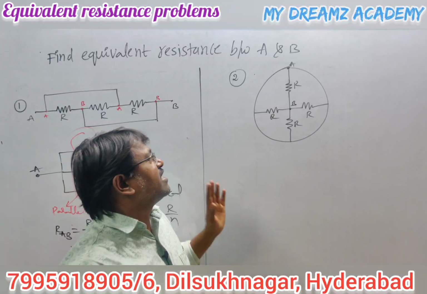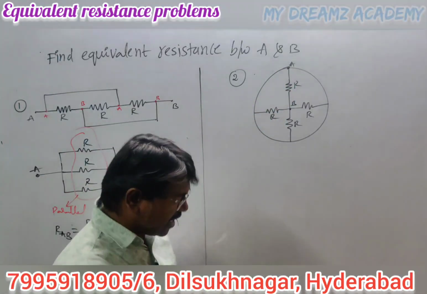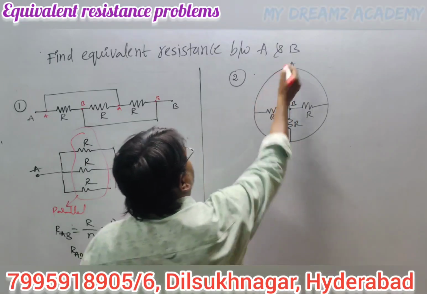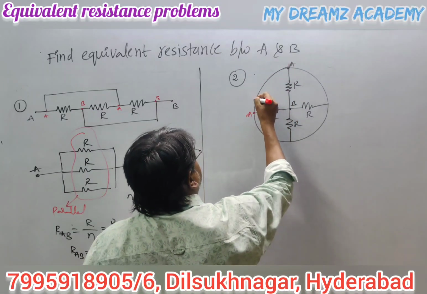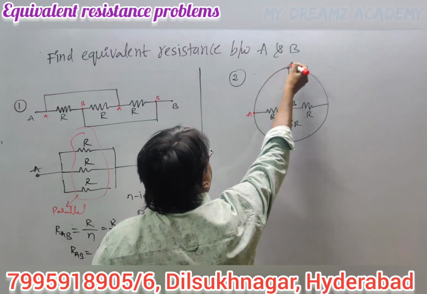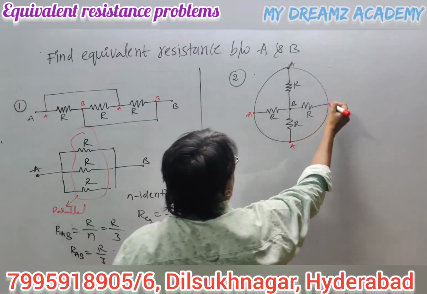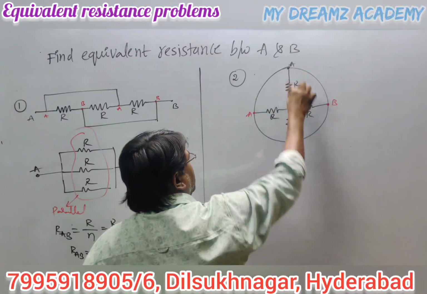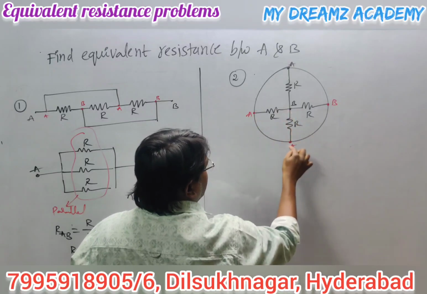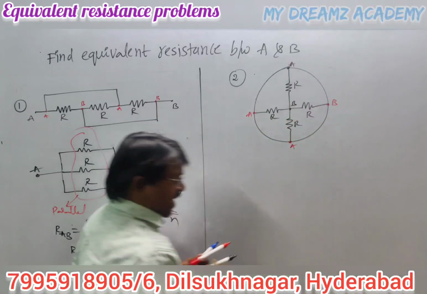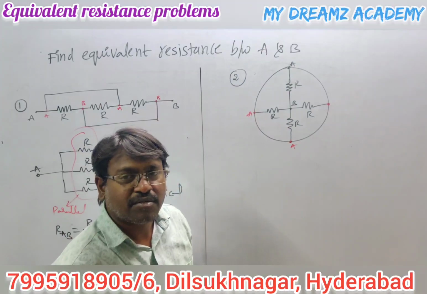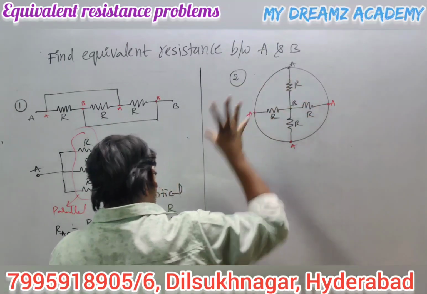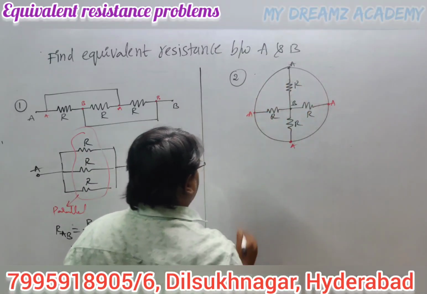Now what is the equivalent resistance between A and B? This is a point A. This circumference point is A, so it is also A. At anywhere on the circumference the point is A. Now this center point is B, and this resistor is between A and B. This is also between A and B, this is also between A and B, this is also between A and B. All these four. Now these four resistors are connected between A and B terminals.